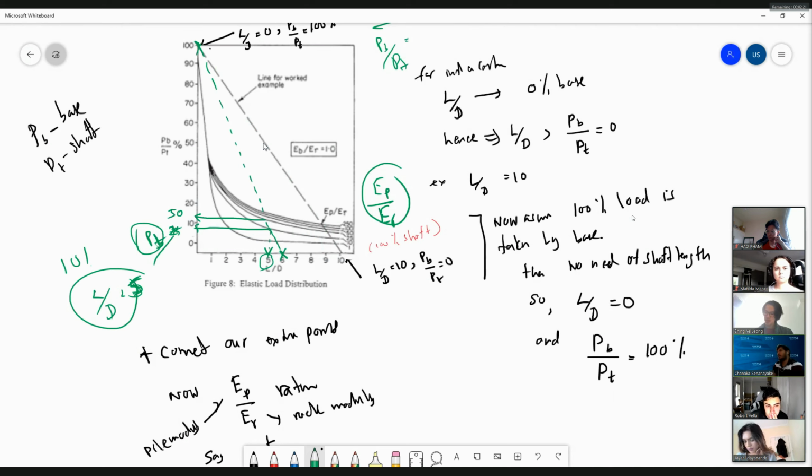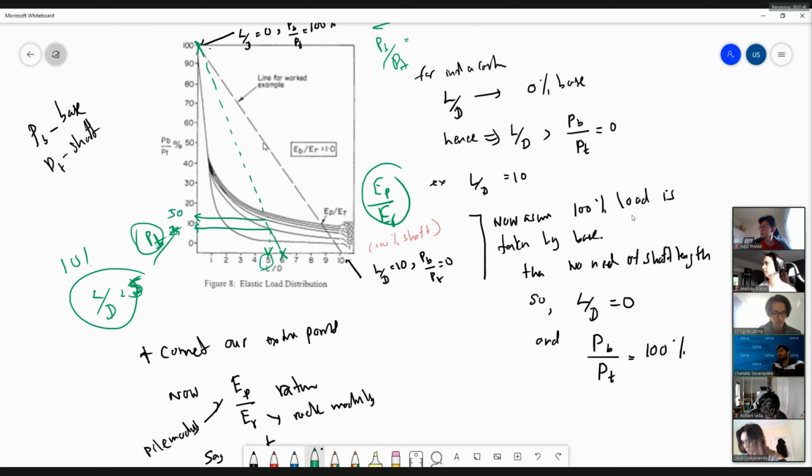And in this rock socket pile, the base cleaning is essential. If assigning some fraction of load to base, your base should be clean, but it's a very difficult process. You cannot get a clear base every time. There may be debris inside the borehole. Therefore, it's good to maintain a majority of the load to the shaft in the rock socket pile design.